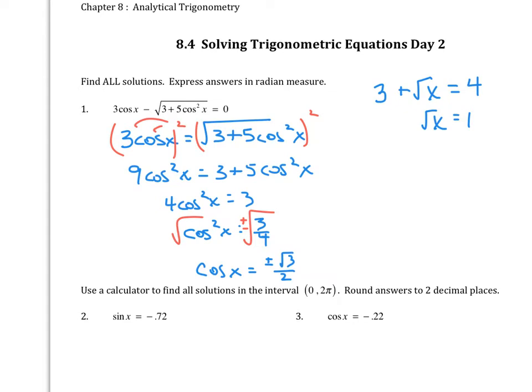All right, so a concept that we have to be aware of is you have 4 possible values. X can equal a pi over 6. It can be a 5 pi over 6 from the second quadrant. It can be a 7 pi over 6 from the third quadrant. And it can be an 11 pi over 6 from the fourth quadrant, because remember we're looking for positive root 3 over 2 and negative root 3 over 2.